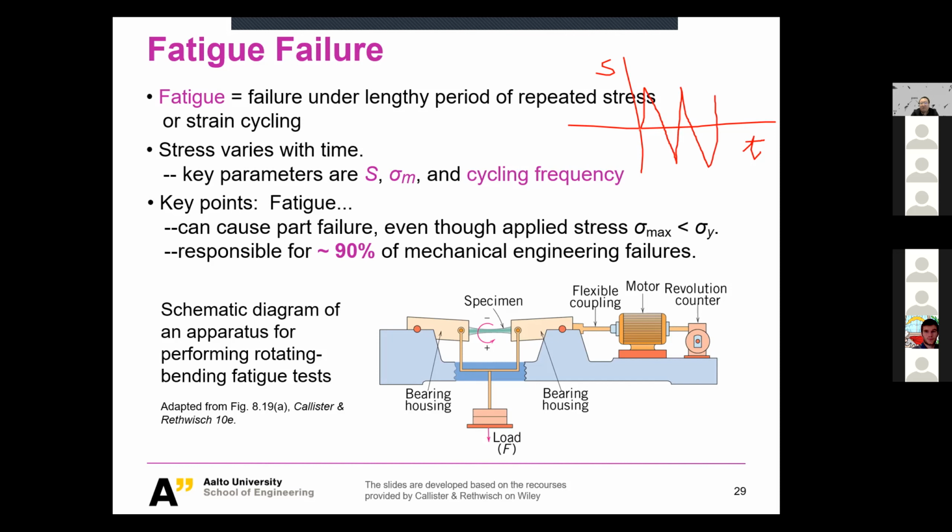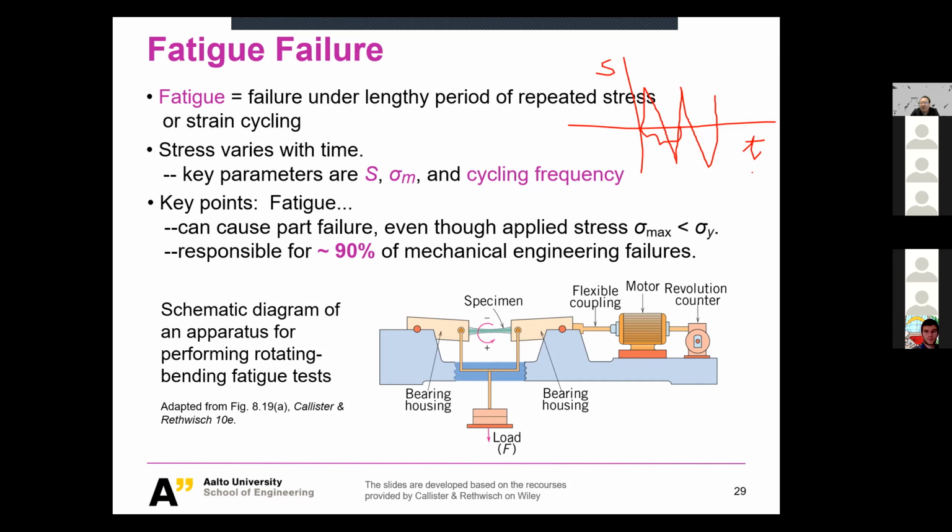This part is called one cycle. I hope you recognize this is one cycle, and then the second cycle, and so on. So this is the so-called repeated testing load. Fatigue usually undergoes millions, or even tens of millions, hundreds of millions of these cycles for you to get the fracture.